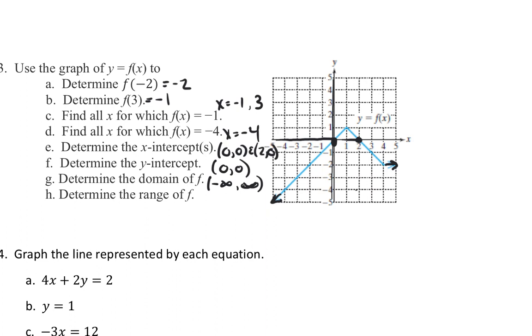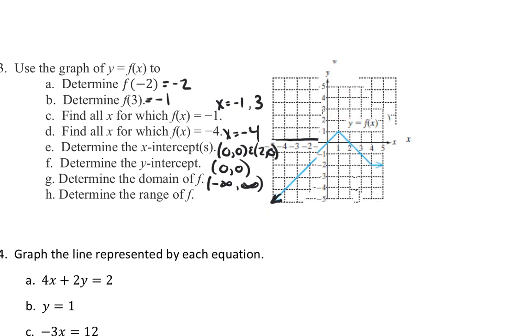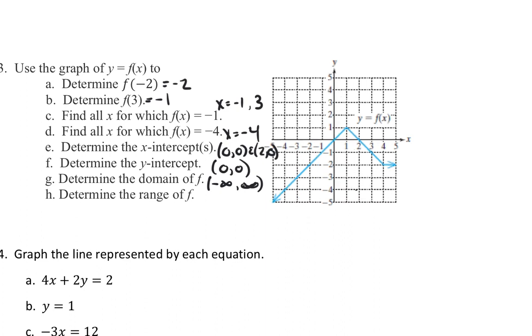H, determine the range. So determine all of the y values that it can be. We can see that everywhere above 1, above this point is blank. We don't have any y values up there. So our top is 1. And if we go down, we can see on this way, it's going to -infinity in the y direction. And this way, it's staying at -2. So that means our highest value is going to be 1, and our lowest value is going to be -infinity.